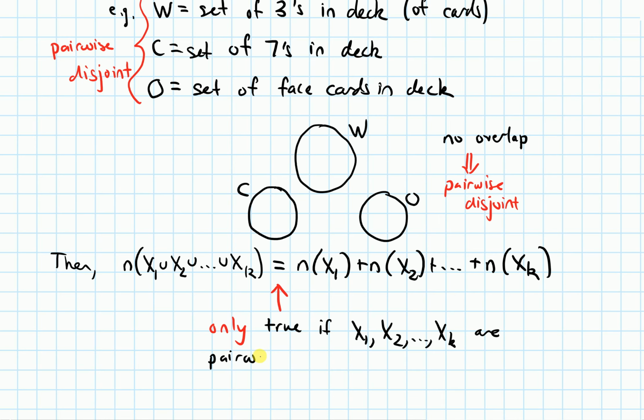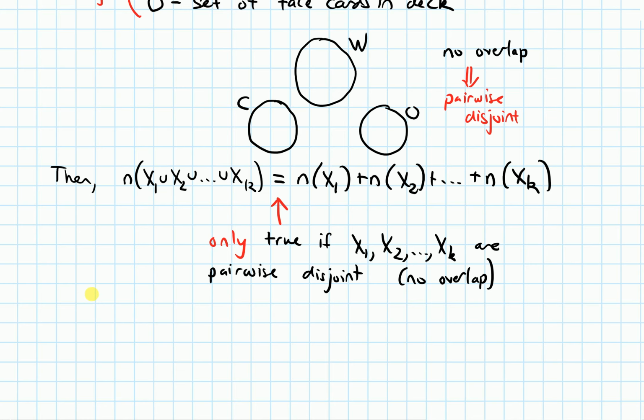And just like before with two sets, this is only true if the sets X1, X2, through Xk are pairwise disjoint. And visually, that means there's no overlap between any of them. All right, so that is a generalization of the previous fact that we had.